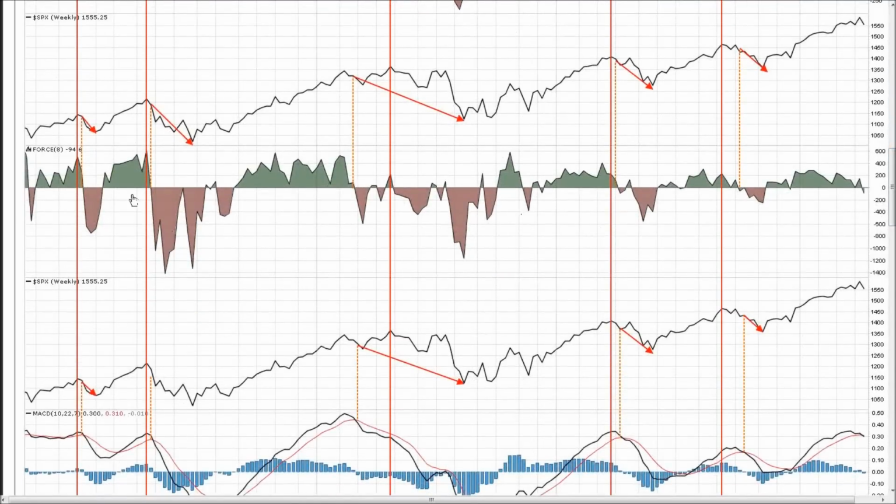Now we're looking at the force index here, where I'm moving the cursor. This is the force index for stocks relative to bonds. This is your high probability move in stocks. This is the S&P 500.